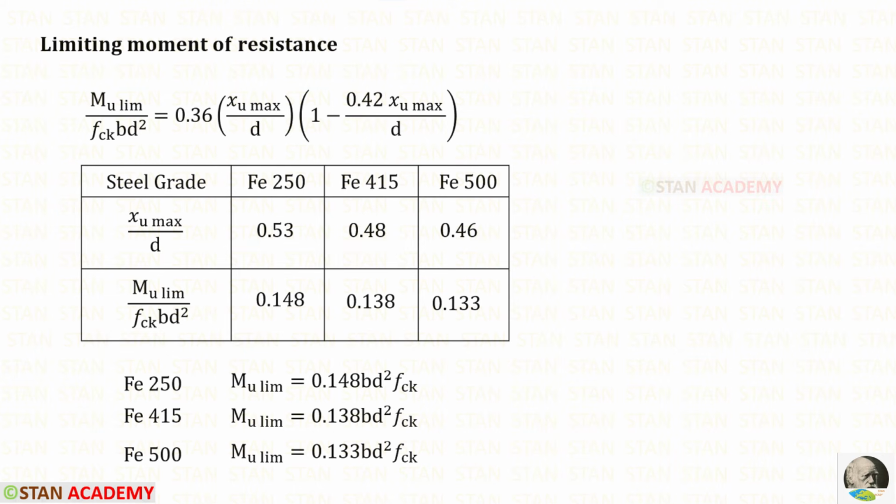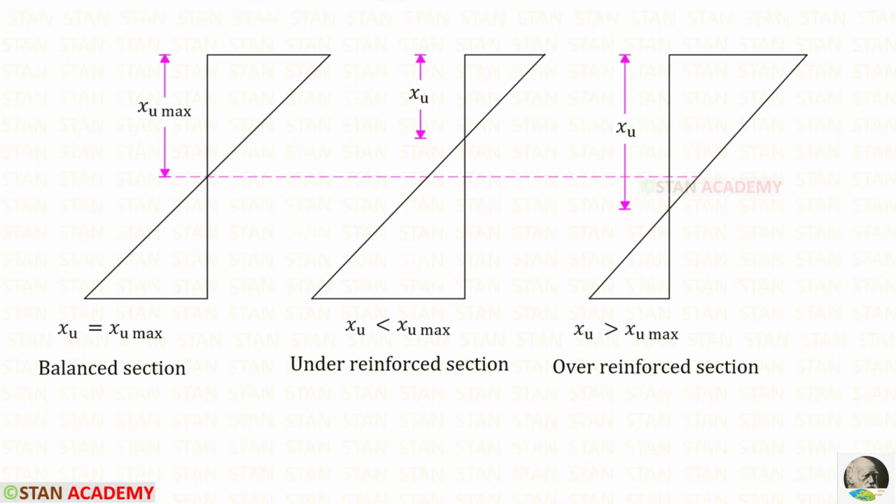Previously, we have already calculated XU max upon D. Instead of these, we can apply these, so that we will get this. We can take FCK BD square on the other side, so that for these three grades, we will get the limiting moment of resistance. Now we are going to see the differences between balanced section, under-reinforced section, and over-reinforced section.